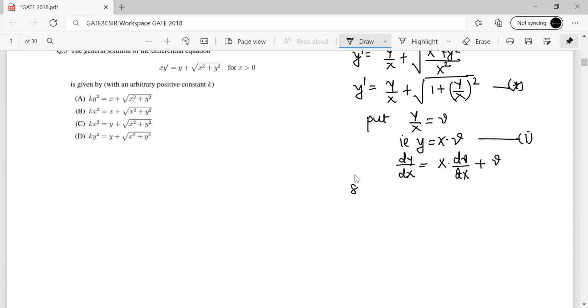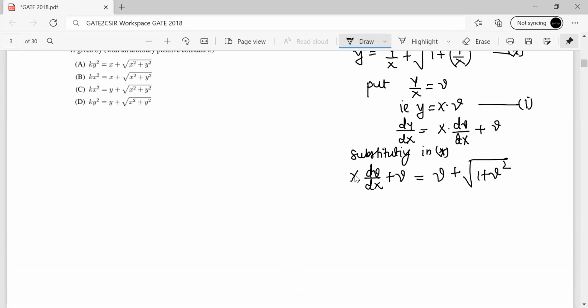So substituting in star, we get y dash, that is dy over dx, that is x dv over dx plus v equals v plus under root 1 plus v square. All right, so this v and this v vanish. Now this becomes a variable separable problem. So I'll just take this 1 plus v square term on this side and shift the remaining terms there. So I get dx over x. Now the job will be to integrate this.